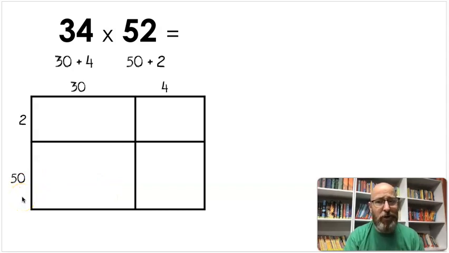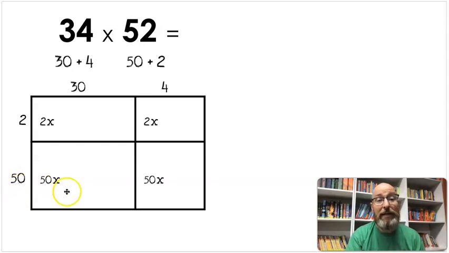Now, do you remember I said the structure matters? It still matters when we do this. So we have our 2 row. Everything in this row gets multiplied by 2. And we have our 50 row. Everything here gets multiplied by 50. Then we go to our columns. Everything in this column gets multiplied by 30. And everything in this column gets multiplied by 4. So now I have 2 times 30 and 2 times 4 and 50 times 30 and 50 times 4.